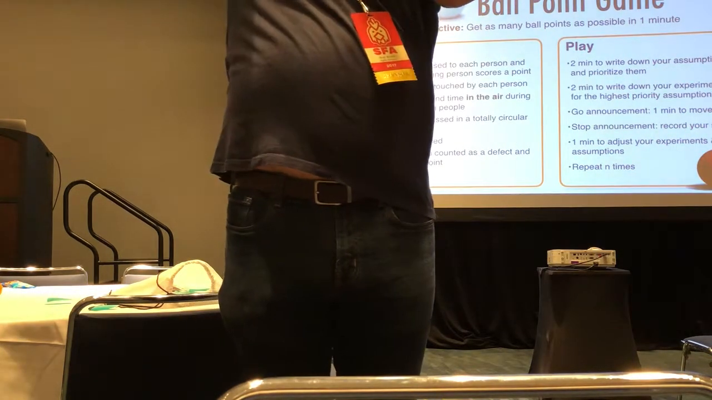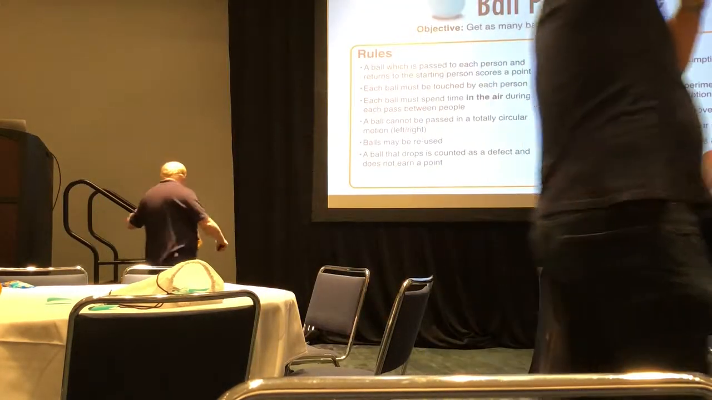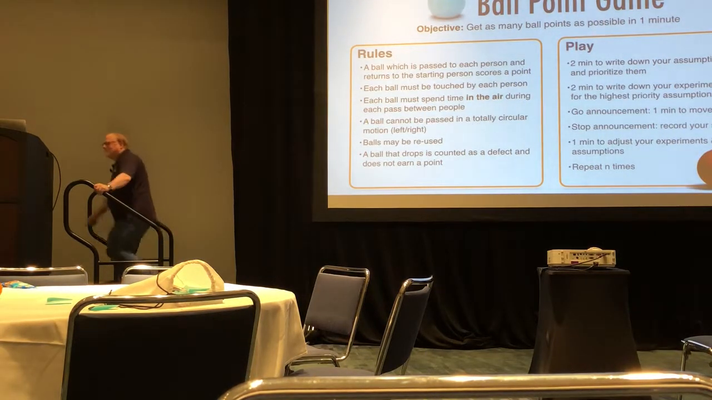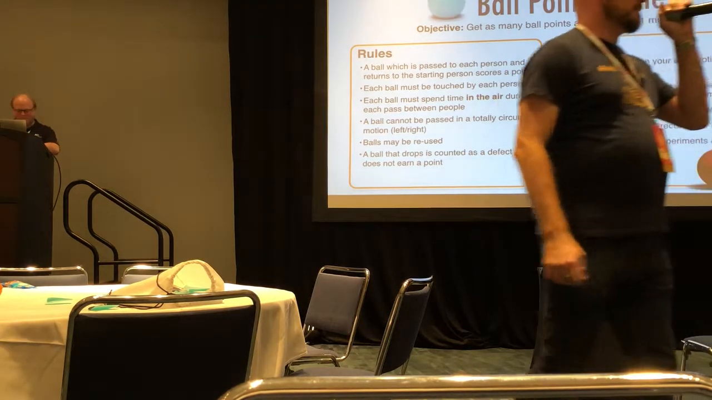Roman voting real quick. Thumbs up, yes. Thumbs down, no. Everybody get it? No problem. Ball has to go. Everybody on the team has to touch a ball. It cannot go to the person right next to you. And it has to have some measurable amount of airtime. And once it touches everybody on the team, it's a point.